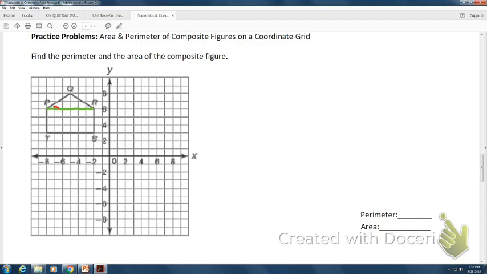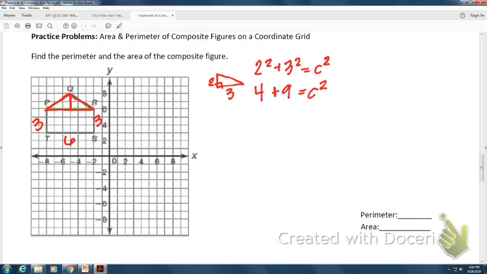What is the length of PT? 3. TS? RS? Now we need to find QP and QR. If I make a right triangle, what are my legs? 2 and 3. So I have 2 squared plus 3 squared equals C squared. 4 plus 9 equals C squared. 13 equals C squared.